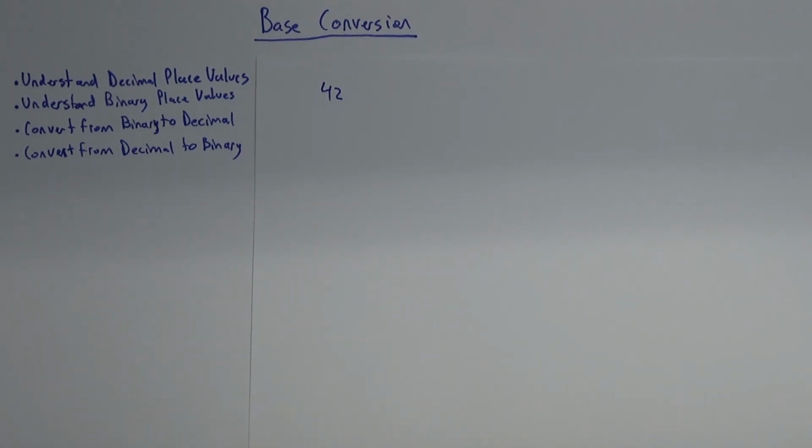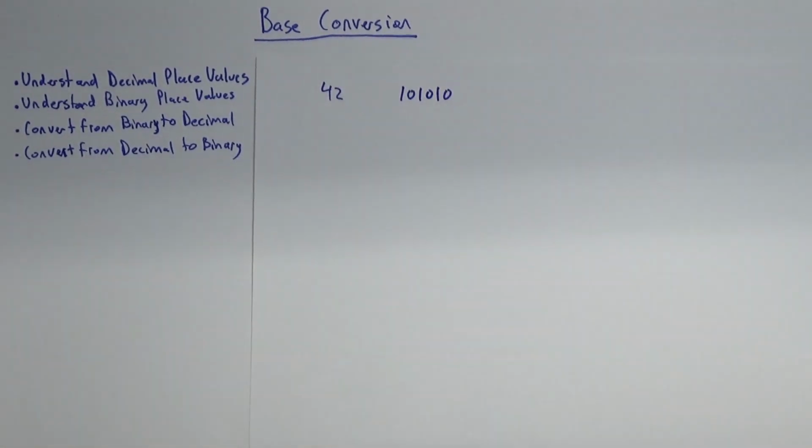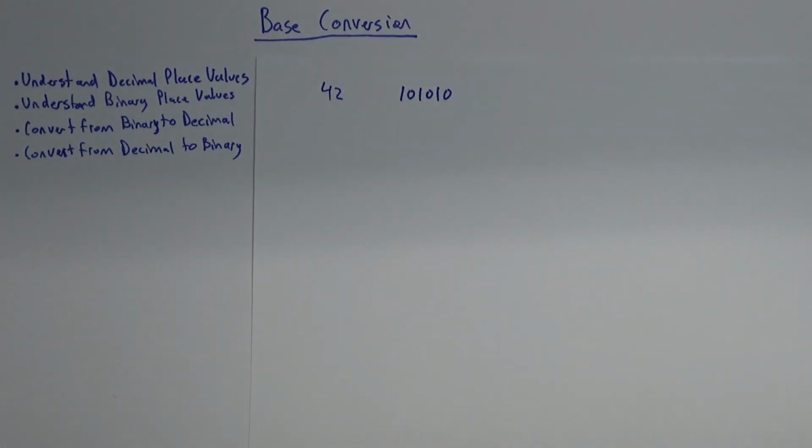A computer, however, uses base 2. So to represent the same value, or the same number of items, a computer is going to look at a series of zeros and ones. For example, this represents 42 to a computer. In order to convert from one to the other, so that we can understand how the computer interprets numbers, we need to understand where these numbers come from.